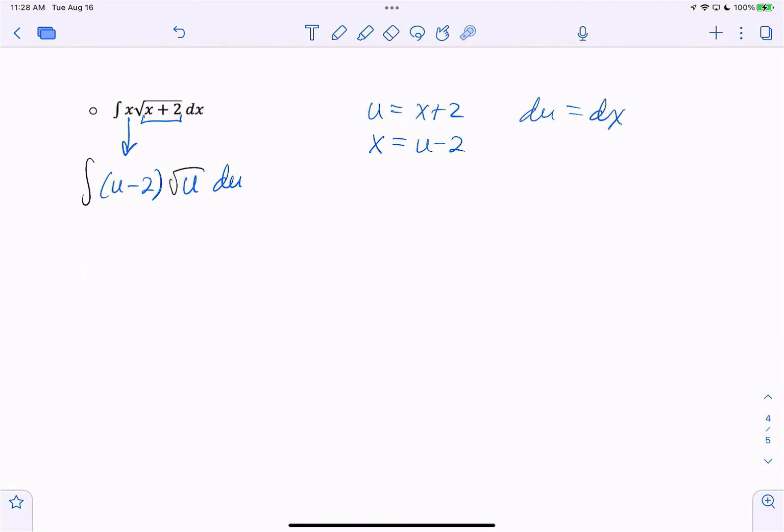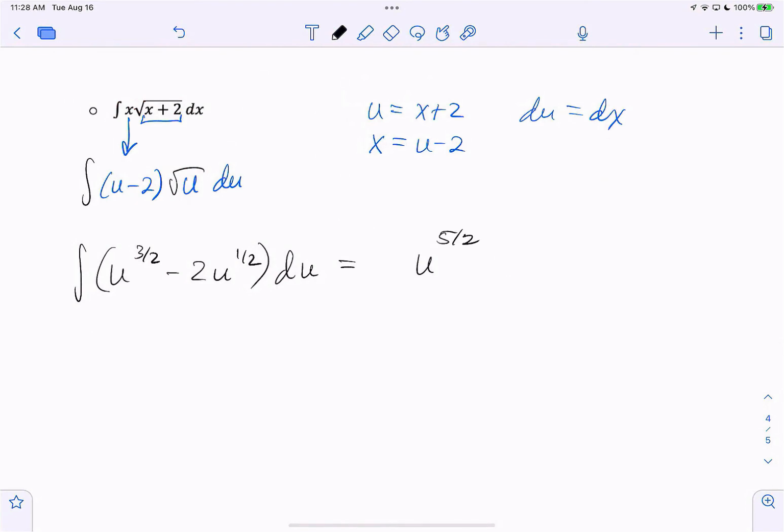Now, I can't integrate a product, but I can distribute that square root of u. So this becomes the integral of u to the 3/2 minus 2u to the 1/2. Went ahead and expressed that as an exponent so that I can more easily apply the power rule. And so u to the 3/2, add 1 to the exponent, becomes u to the 5/2 divided by the new exponent, 2/5 out front here, minus. U to the 1/2 becomes u to the 3/2, and then divide by the new exponent, so multiply by 2/3. There's already a 2 up front, so that becomes 4/3. And then we have plus our constant of integration.